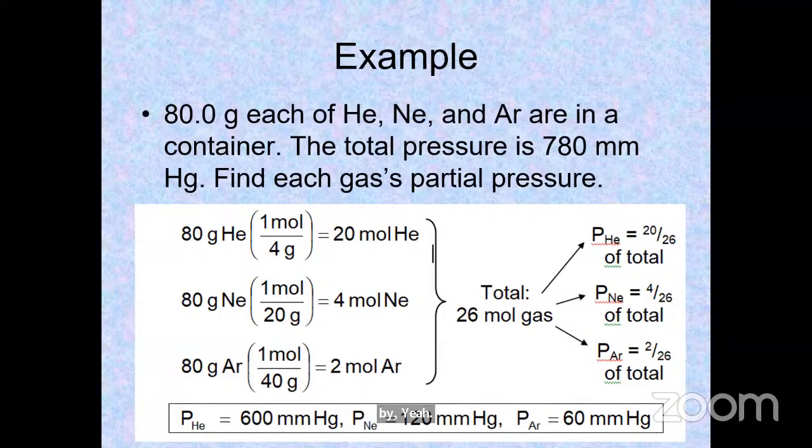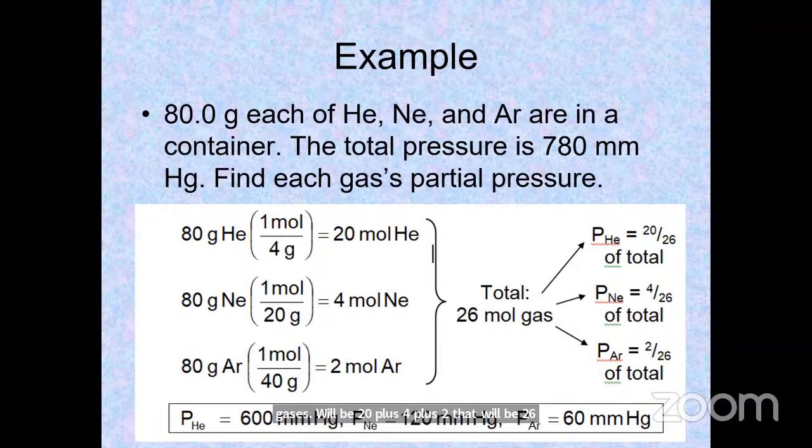So when we divide 80 by 4, we get 20. When we divide 80 by 20, we get 4. And then we divide 80 by 40, we get 2. So it means that the total number of moles of all the gases will be 20 plus 4 plus 2. That will be 26.